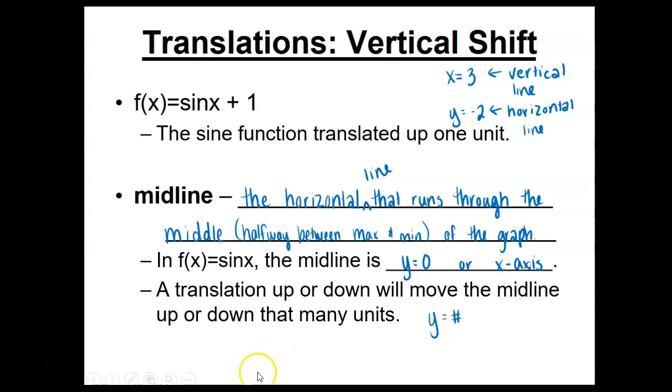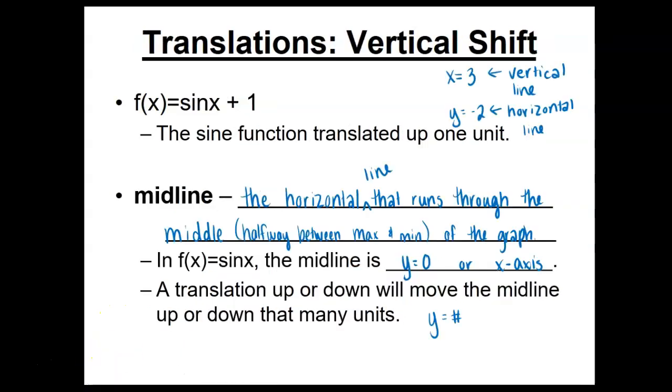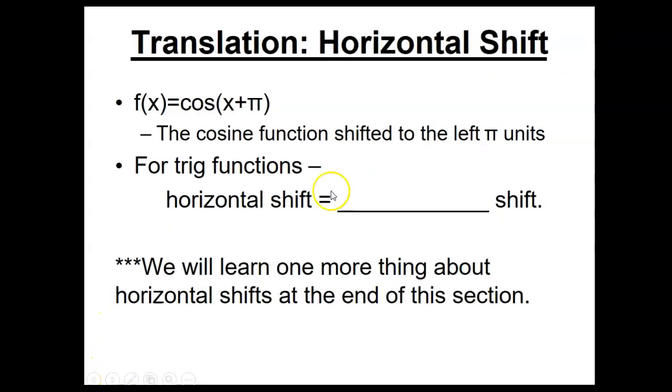So let's look at somewhere we've got to find the midline. Oh wait, no. We'll look at some here in a second. All right, so we're going to go ahead and look at our horizontal shift. For example, we have this example where we've got cosine of x plus pi. And so the cosine function would be shifted to the left pi units in this case. For trig functions, your horizontal shift has a different name. It is called a phase shift.